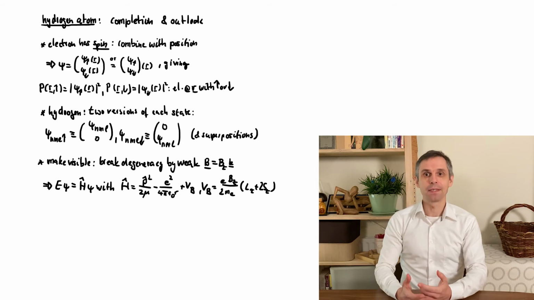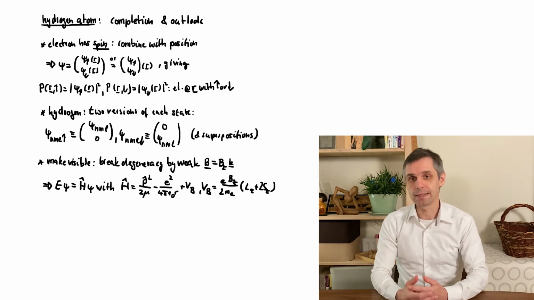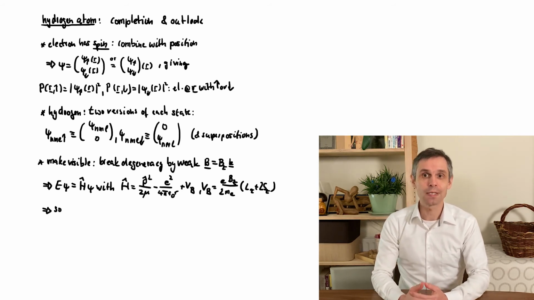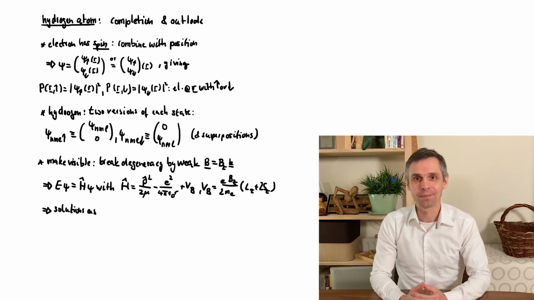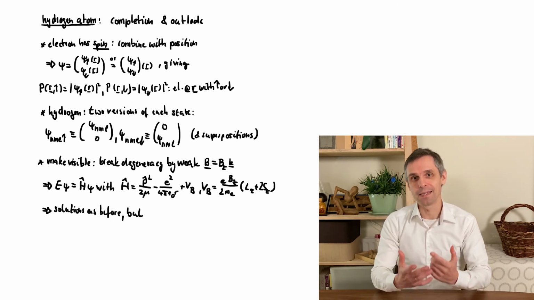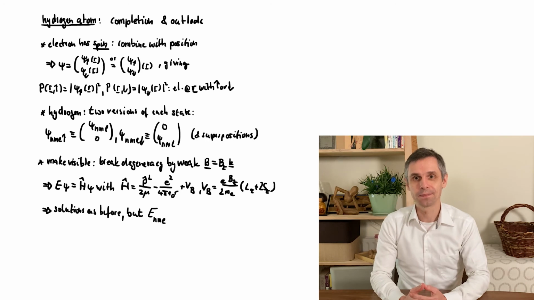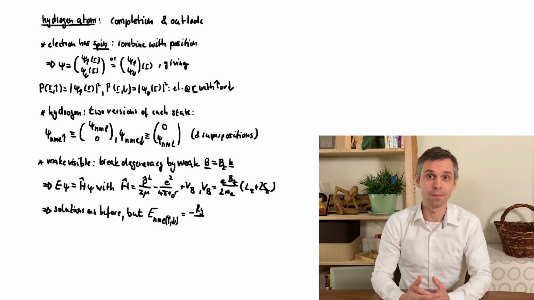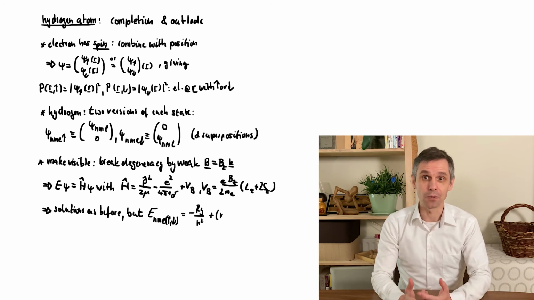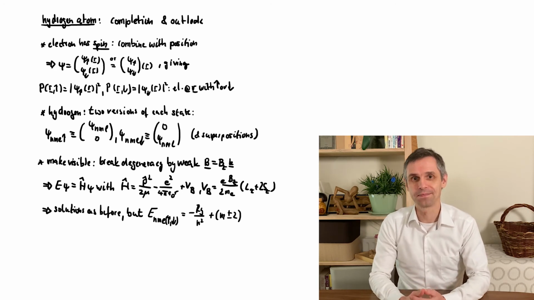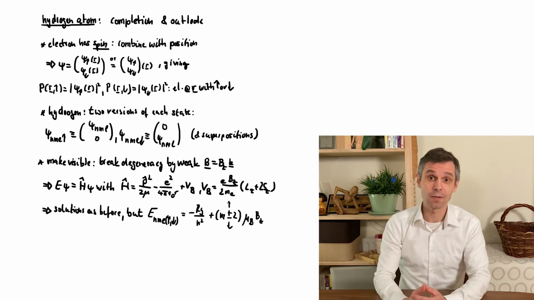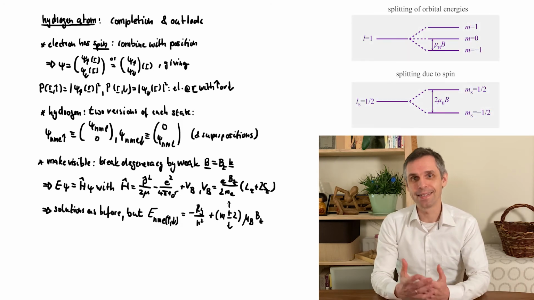Now, if we again simply align our z-coordinate with the magnetic field, our solutions are still the same as before. They are also an eigenstate of this extra term in the Hamiltonian. However, the energy now depends both on the magnetic quantum number m as well as on the orientation of the spin. So this lifts the degeneracy of these states as indicated here.